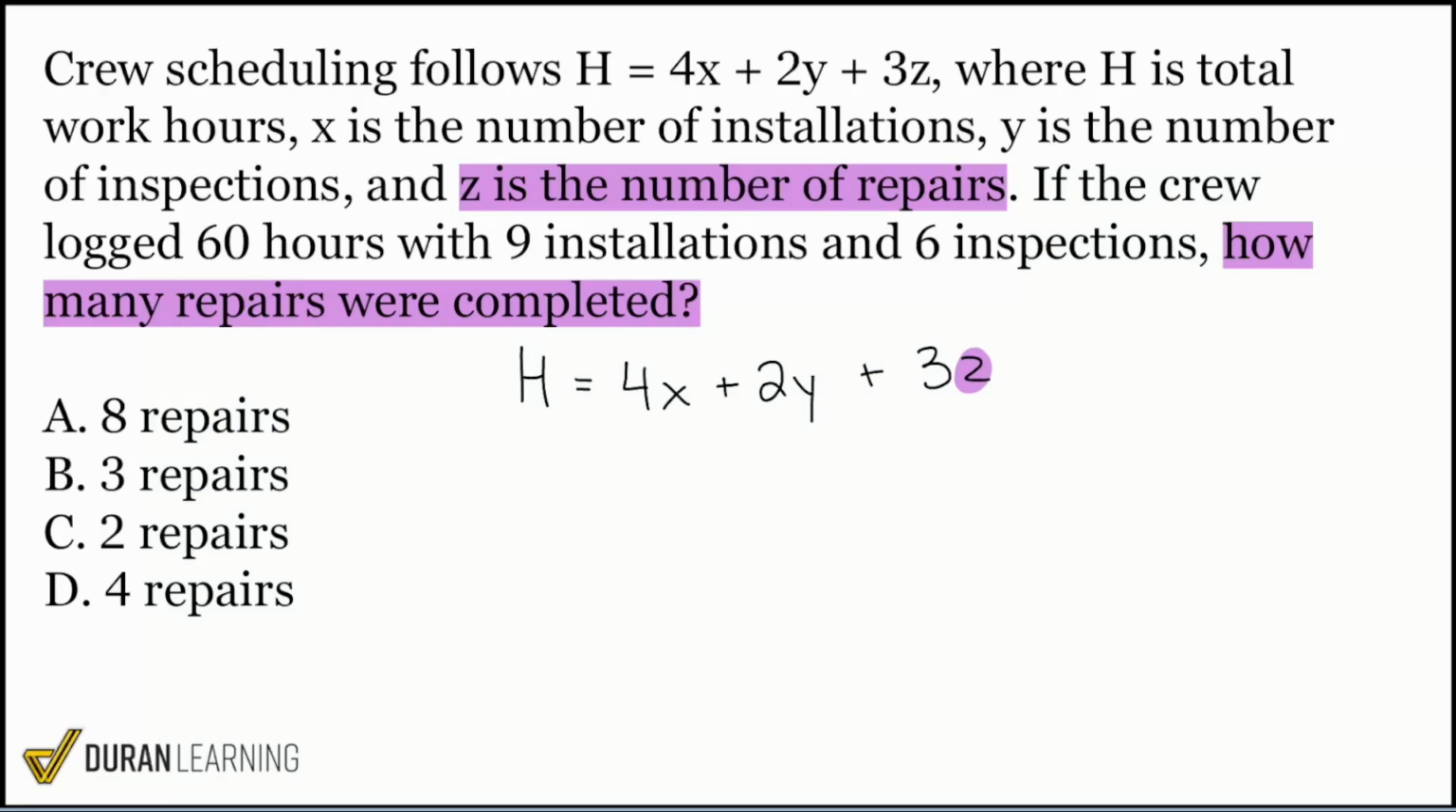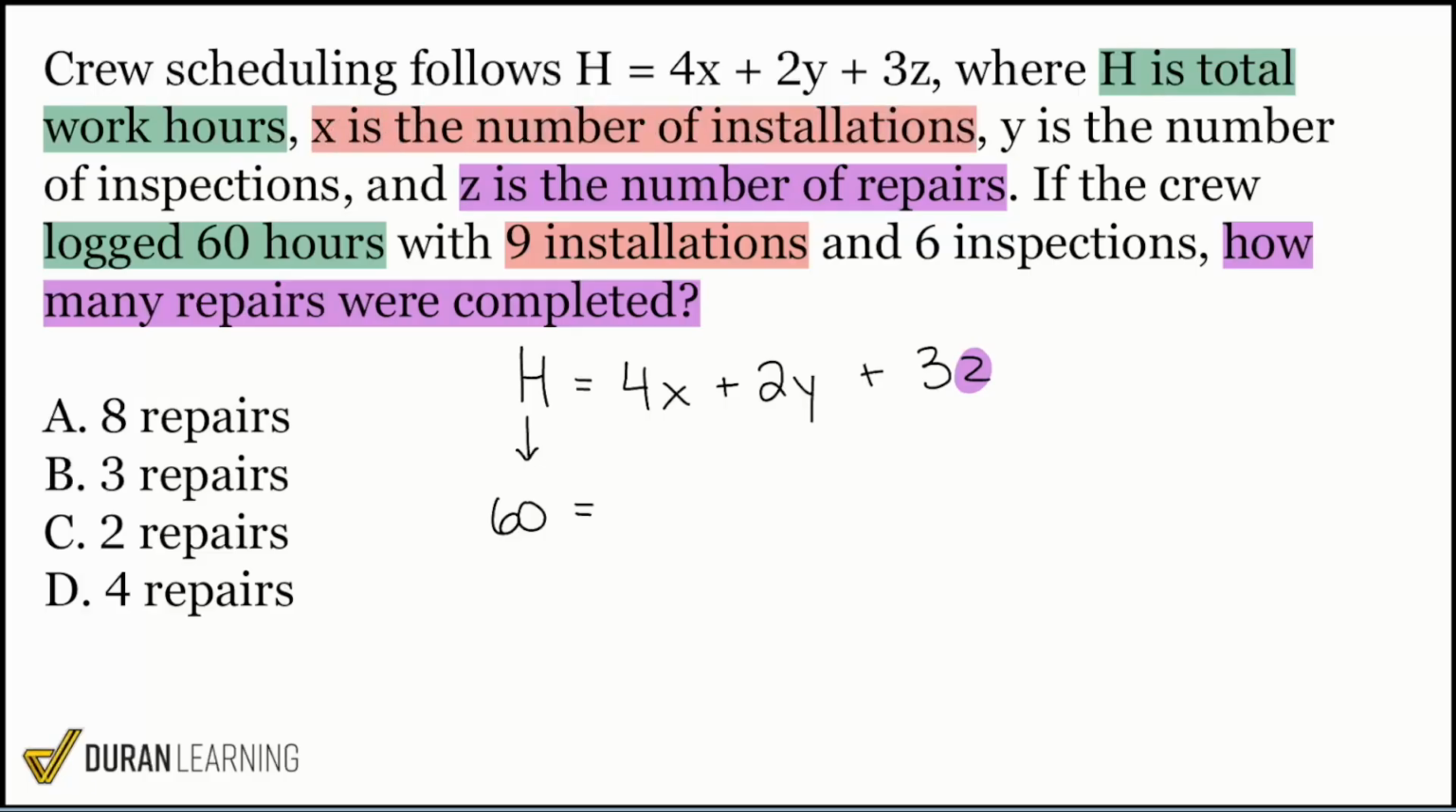Now I'm going to plug in everything else that I have. Again, here, H is the total work hours. And I see that the crew logged 60 hours. So boom, right there, instantly, I'm replacing the H with 60. Next up, I noticed that we have 9 installations. What variable represents installations? X. X is the number of installations.